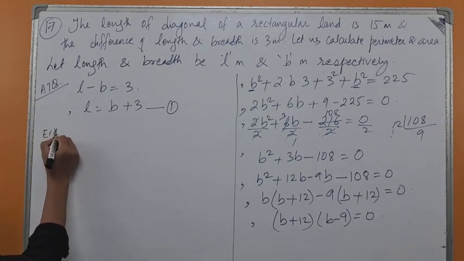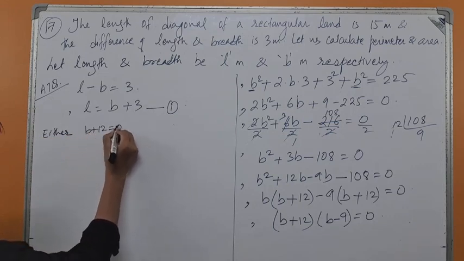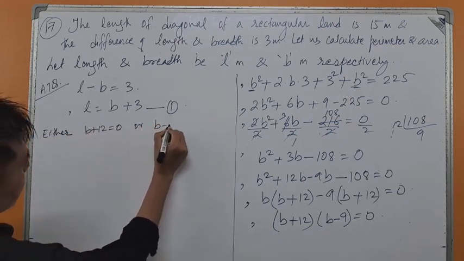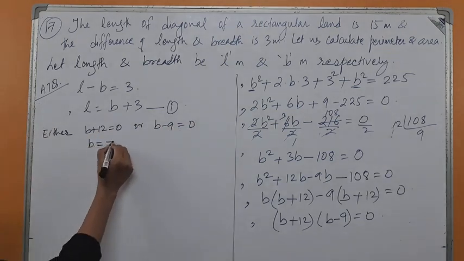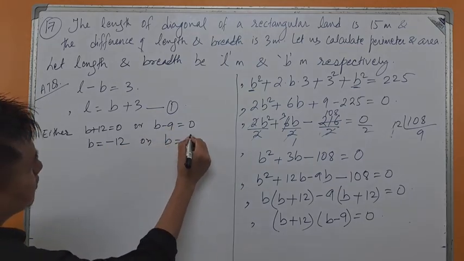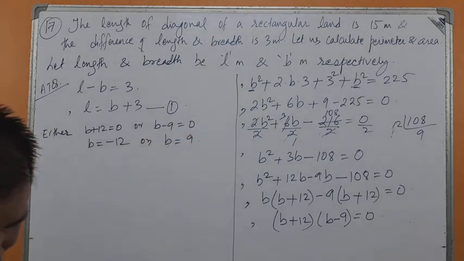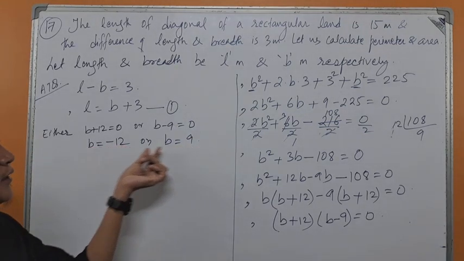Either b plus 12 equal to 0 or b minus 9 equal to 0. If this is 0, then b equal to minus 12, or if this is 0, then b equal to minus 9 becomes plus 9 on the other hand side, isn't it? So we have two values of b, that is minus 12 and plus 9.